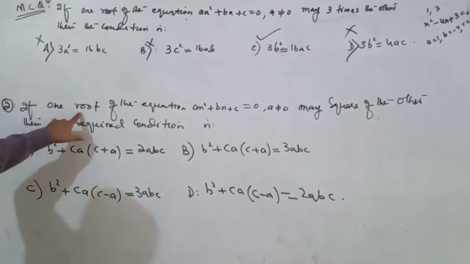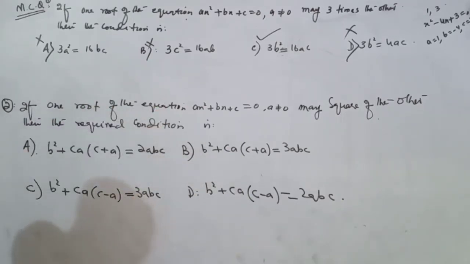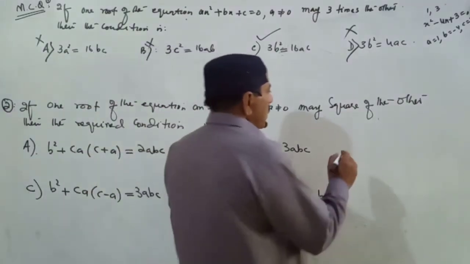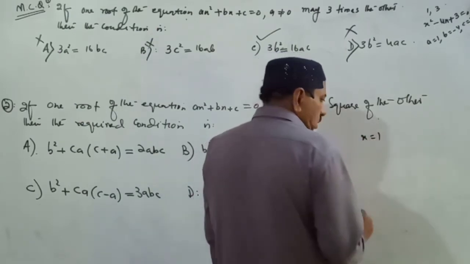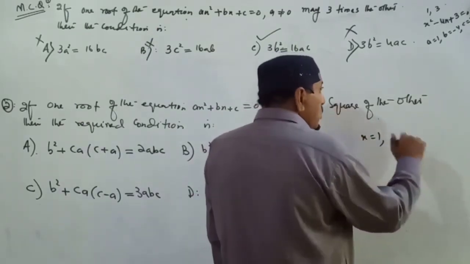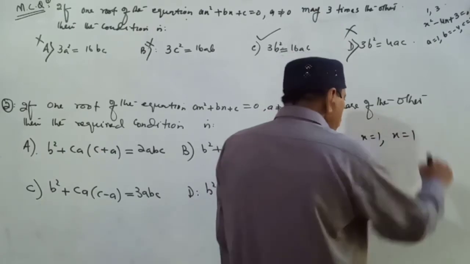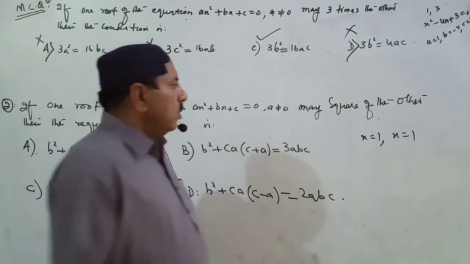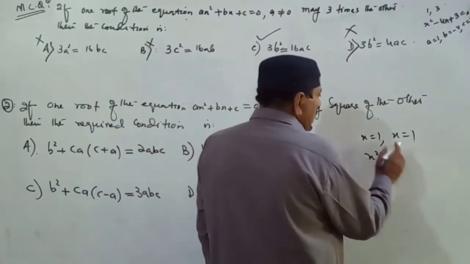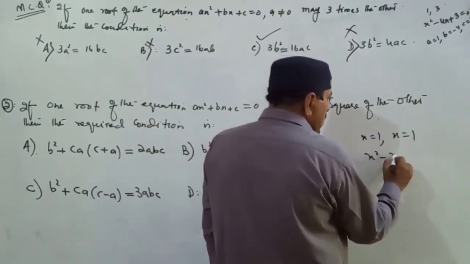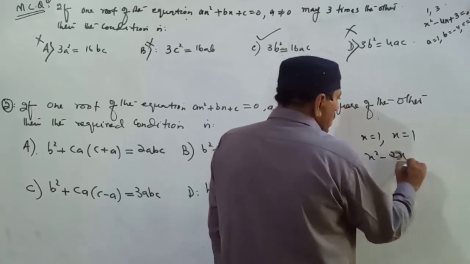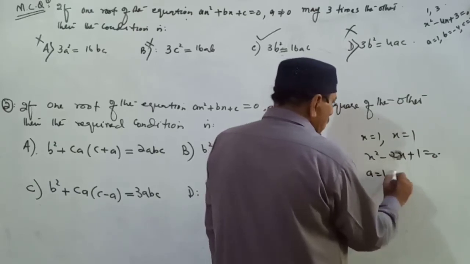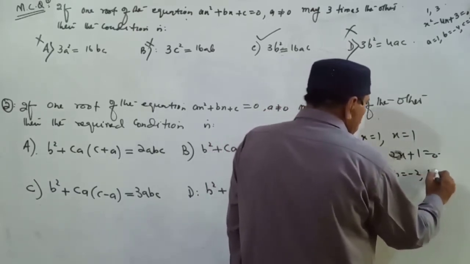If one root of the equation ax square plus bx plus c is equal to 0 be the square of the other, means if we select x is equal to 1, this is one root. The second root, the square of 1, is also 1, the other root will also be 1. So the equation is x square minus sum of the roots, 1 plus 1, 2x, plus product of roots, 1 into 1, 1, is equal to 0. So here a is 1, b is -2, c is 1.